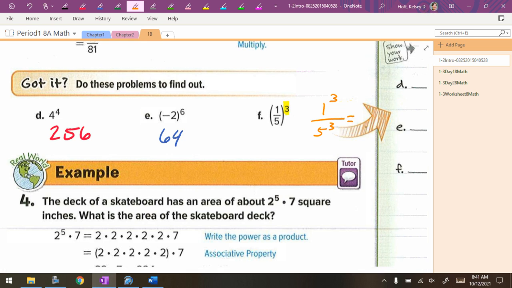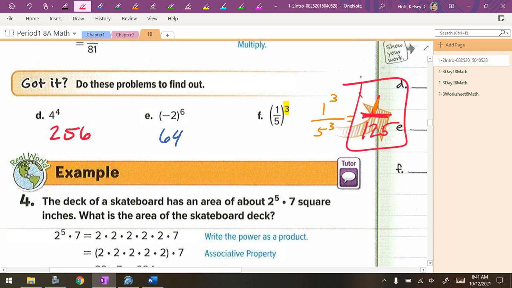One to the 3rd power is 1. 5 to the 3rd power is 125. So your answer is 1/125.